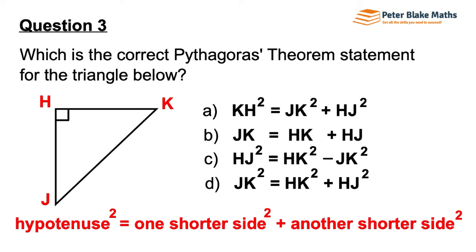Okay, hypotenuse squared equals one shorter side squared plus another shorter side squared. Now the hypotenuse here could be called JK because that's the longest side. So we notice that B and D have JK as the first item there. One of them's squaring everything and one of them's not squaring everything. So I'm liking the look of D there. JK squared, which is the hypotenuse, equals HK squared, which is one of the shorter sides, and HJ squared, which is the other shorter side. So it's just a matter of getting the right combinations there that match Pythagoras' theorem.